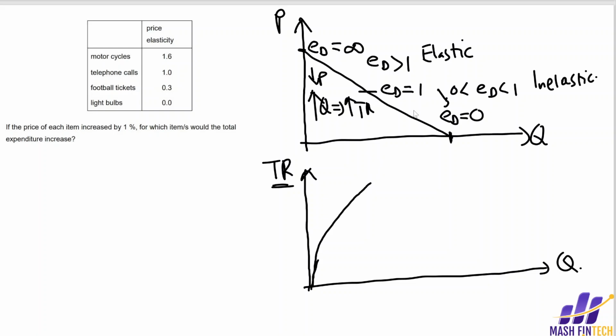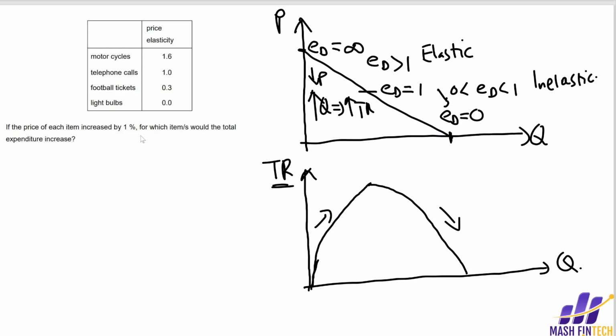At this point, if you reduce the price for a product which is inelastic, the product is not sensitive to price changes. People will continue to buy the same quantity even if the price is lower, and that reduces the total revenue. All right. So understand this relationship. For an elastic product, if the price goes down, the total revenue increases. But for an inelastic product, if the price goes down, the total revenue also goes down. Okay, understand this relationship. Let's go back to our question.